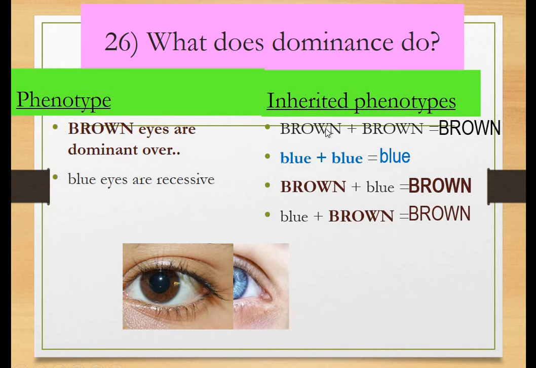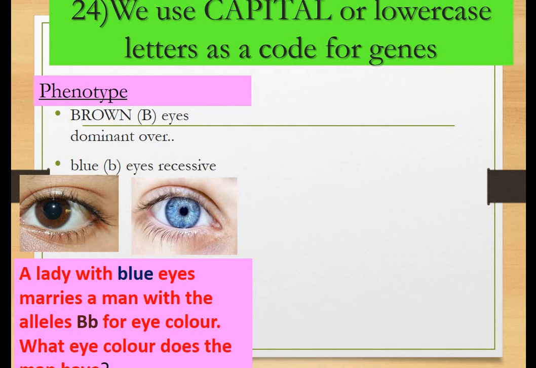And notice that I've used a capital letter for brown and a small letter for blue, meaning that that small letter is recessive. It can be overshadowed by the dominant gene. You're writing this in your book now, please. This was part of question 26. So dominant genes, they overshadow or they mask the recessive gene. So looking at the genes, we use capital letters or lowercase letters to code genes.